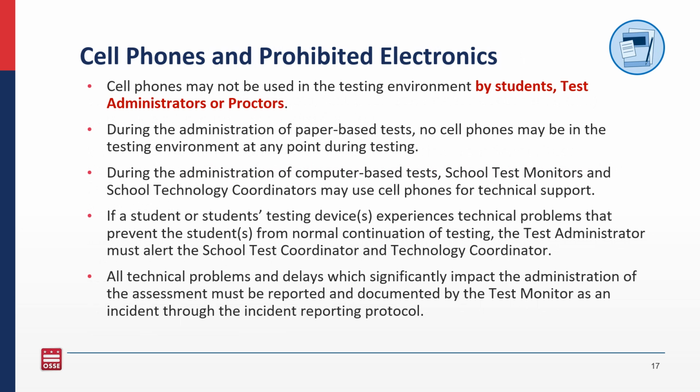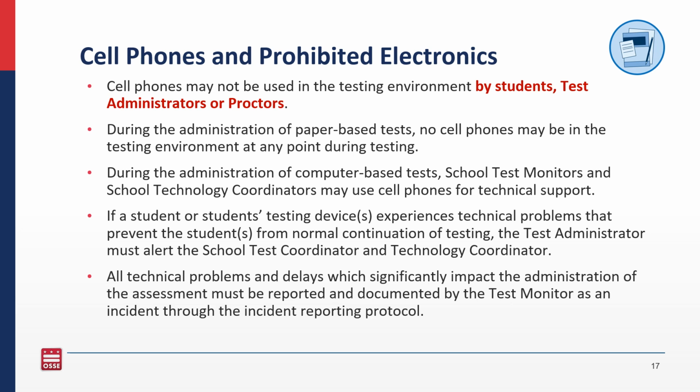Cell phones and prohibited electronics. Cell phones may not be used in the testing environment by students, test administrators, or proctors. During the administration of paper-based tests, no cell phones may be in the testing environment at any point during testing. During the administration of computer-based tests, school test monitors and school technology coordinators may use cell phones for technical support.